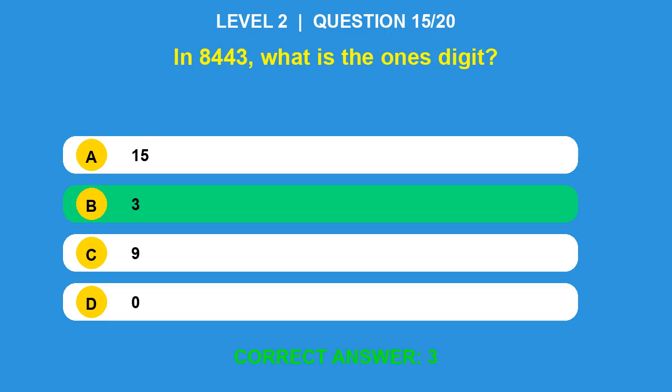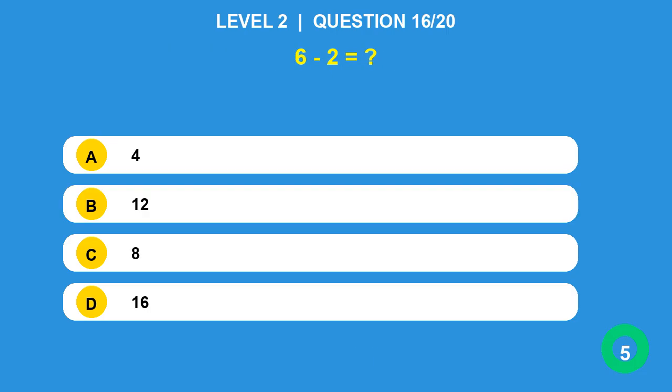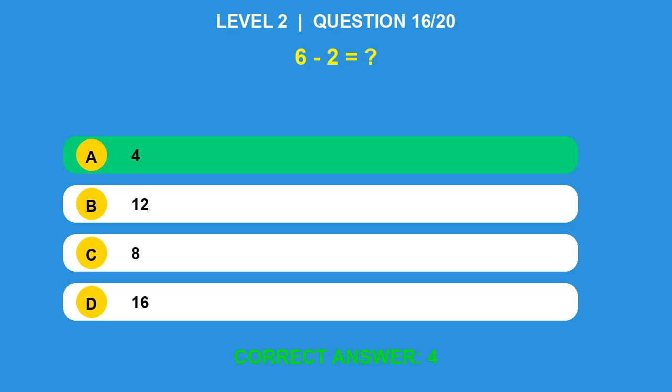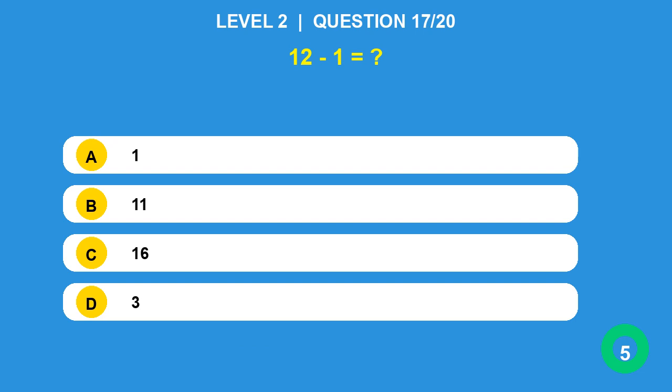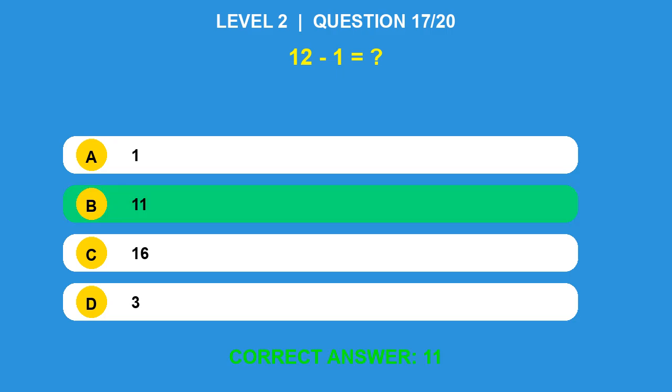Answer is 3. 6 minus 2 equals? Answer is 4. 12 minus 1 equals? Answer is 11.